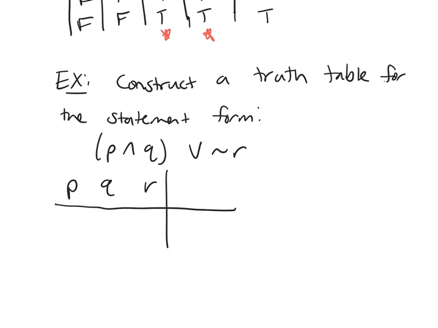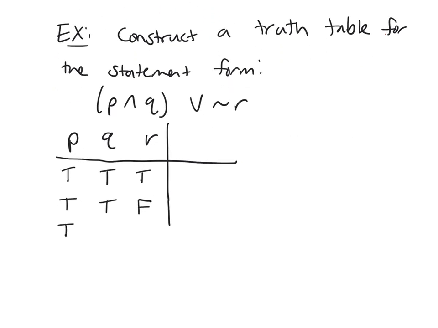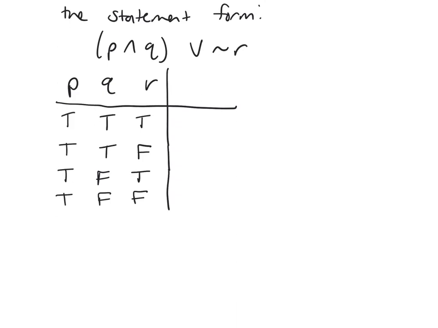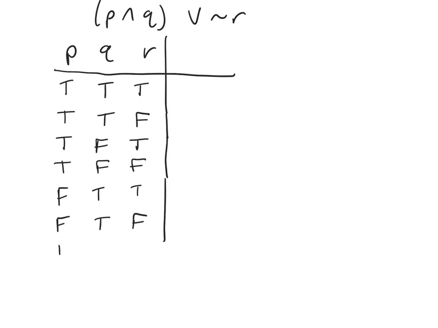And I'm going to run through all my possibilities. So P could be true, Q could be true, and then R could be true or it could be false. P could be true, Q could be false, and then there are 2 options for R, true and false. And those are all of the cases when P is true. So now let's run through the ones where P is false: false, and then they're both true, false, true, false, false, false, true, false, false, false. So now when I have 3 statement variables, you're going to have 8 rows in your truth table.